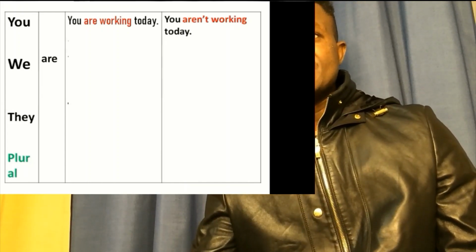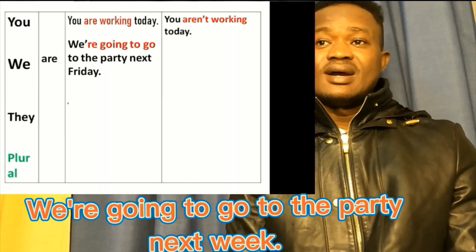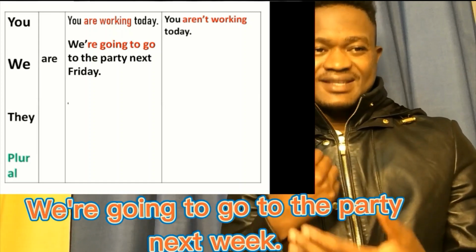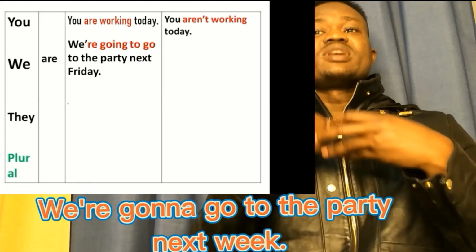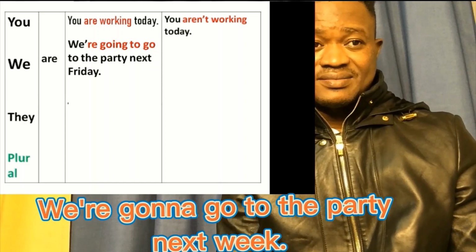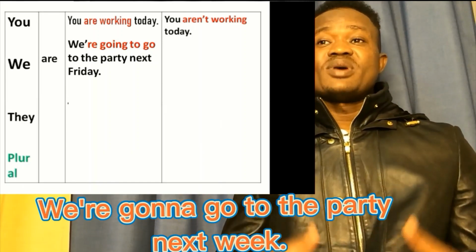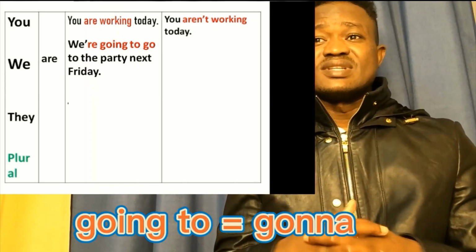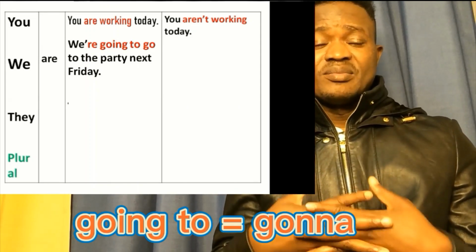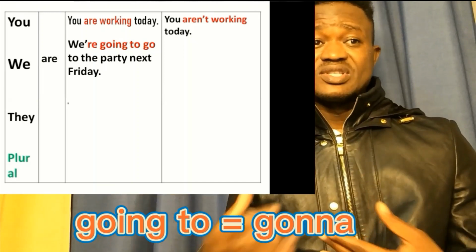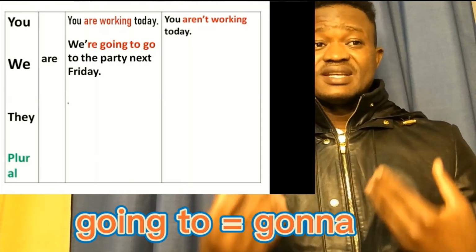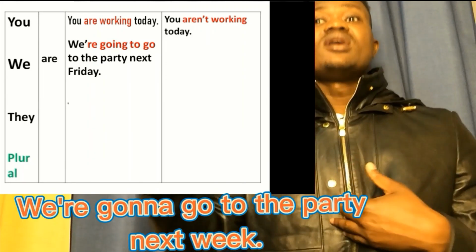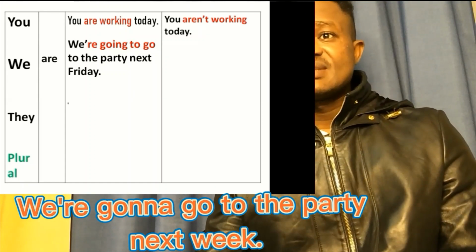Okay? Alright, let's go. We are going to go to the party next week. Faster, we're gonna go to the party next week. Okay? We're gonna go to the party next week. Going to, we change to gonna. So this is the be verb plus going to with the verb go. So you gotta hear the stress there, go. So if I say it fast, just listen to the main verb go. Okay? We're gonna go to the party next Friday.